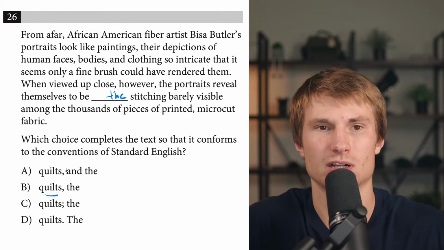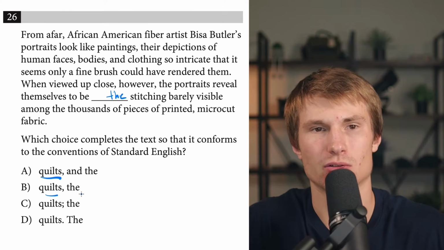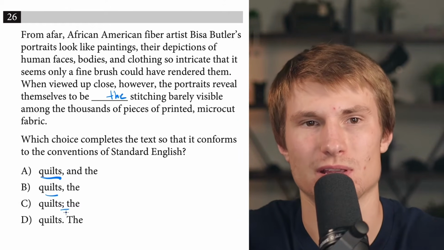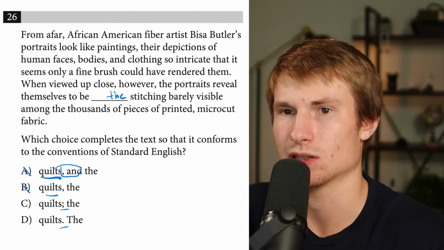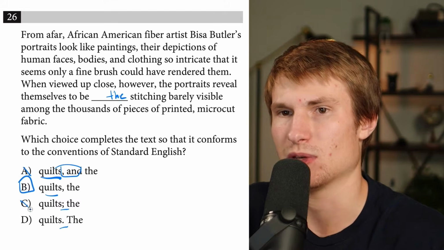When we have a supplementary noun phrase coming after the noun, we can't split it up with a semicolon, a period, or a comma and a fanboy. Okay, we would just use a comma only. Okay, so our answer there would have to be B. And you can get rid of A, C, and D.